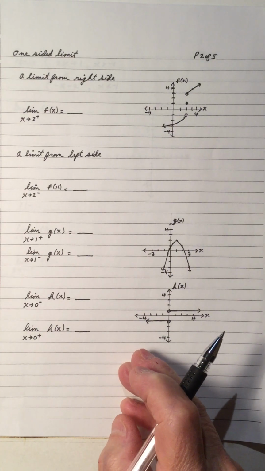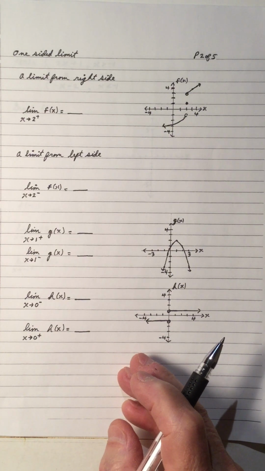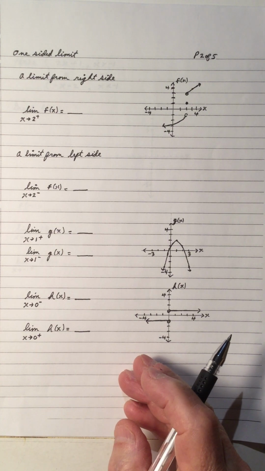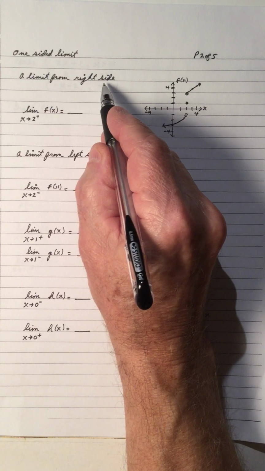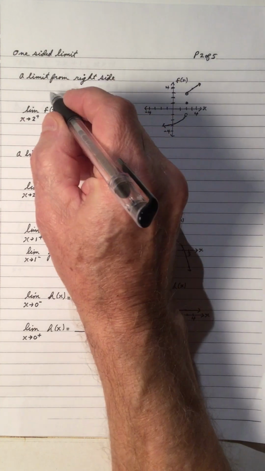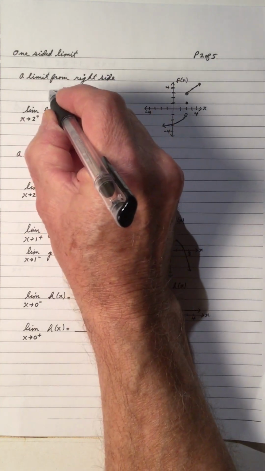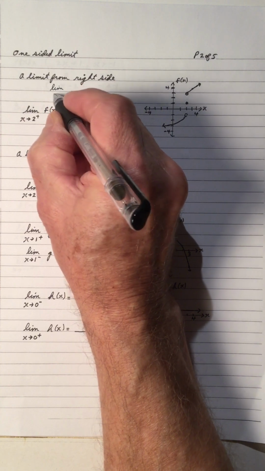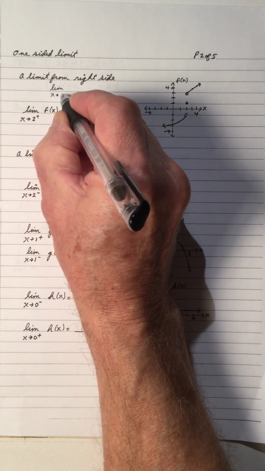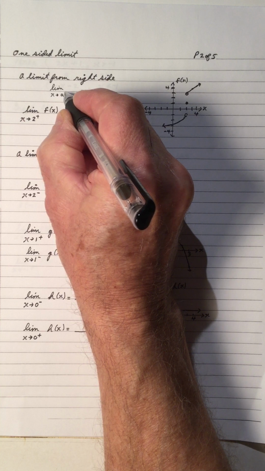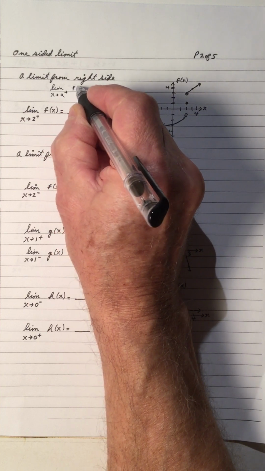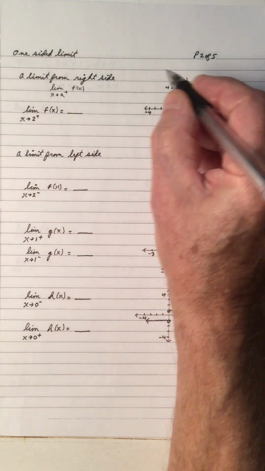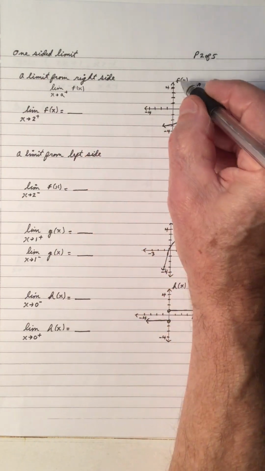One-sided limit. A one-sided limit means you're coming in from the left or from the right. And when we do a limit from the right side, we write limit as x approaches a, some number, from plus. Plus is the right side of a function f of x. I'm using f of x here because I have the graph of f of x.